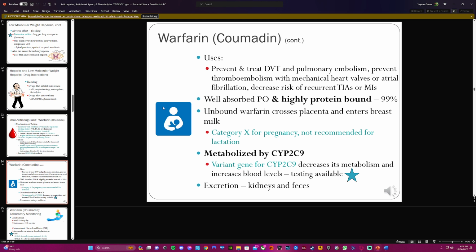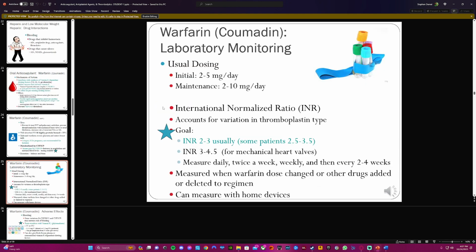It's well absorbed orally, and it is highly protein bound, 99%. Unbound warfarin crosses the placenta and enters breast milk. It is category X for pregnancy, not recommended for lactation. It is metabolized by CYP2C9. The variant gene for CYP2C9 decreases its metabolism and increases blood levels. There is testing available for this. It is excreted through the kidneys and feces.